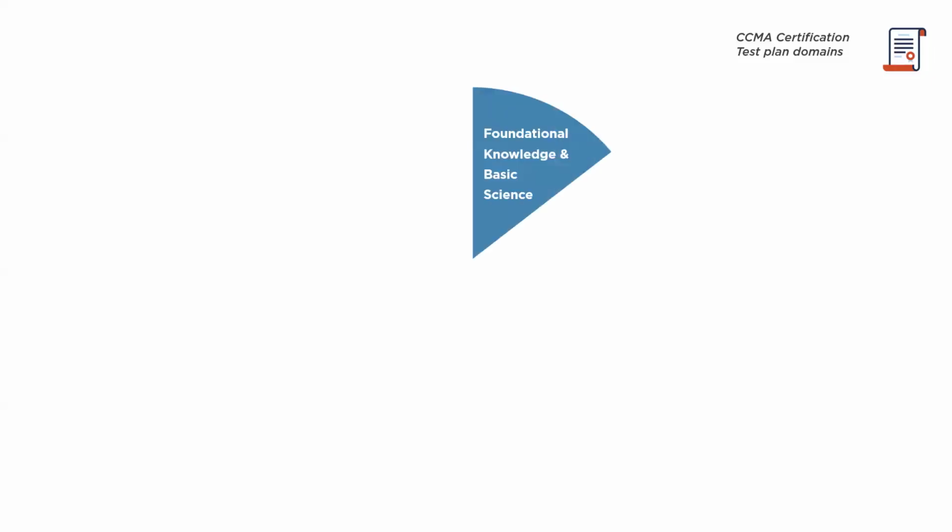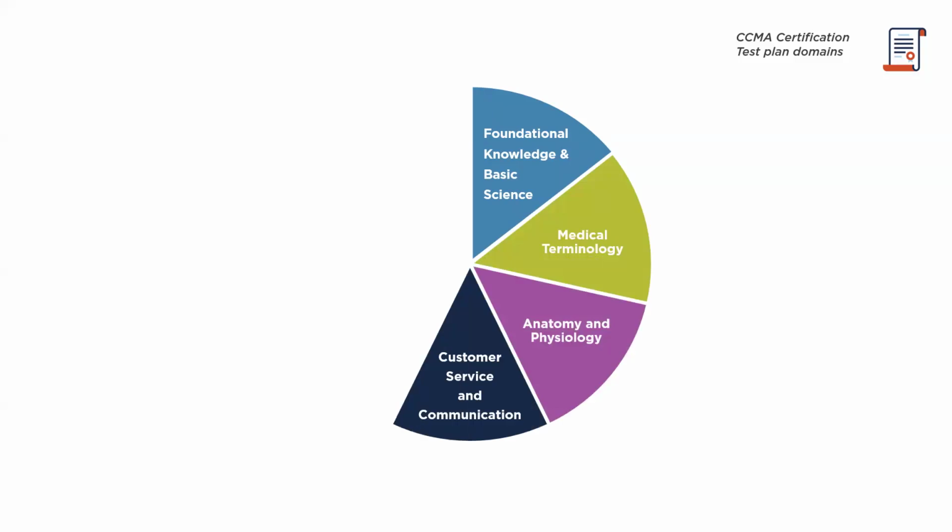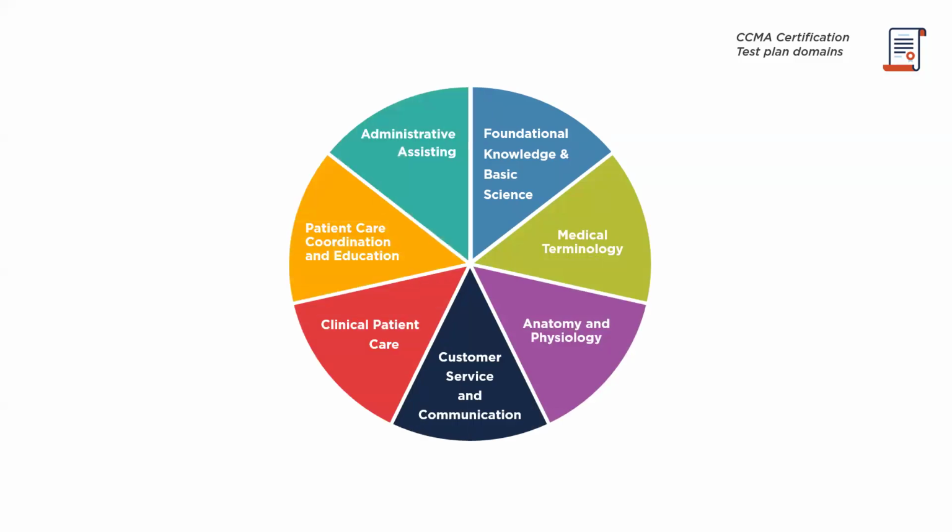Okay. So to help you with that, we're going to look at how you do this alignment. As we had talked about those test domains, what are the most important content that we need to cover? This is an example of a domain within our CCMA certification. This is foundational knowledge and basic science. This includes what you might think of with foundational knowledge, which would be healthcare settings, role of the MA, even medical law and ethics.